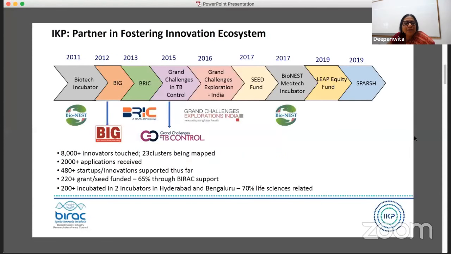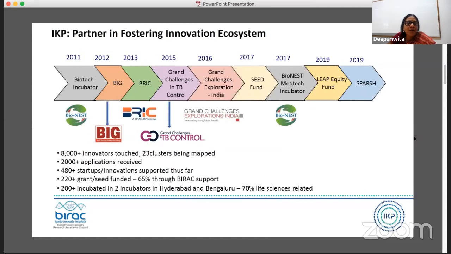Now I come to actually IKP. IKP, we have a new logo. It's our 20 years, and you may know the earlier logo of IKP. So to the bottom right, you'll see our new logo. So we're very excited about it.